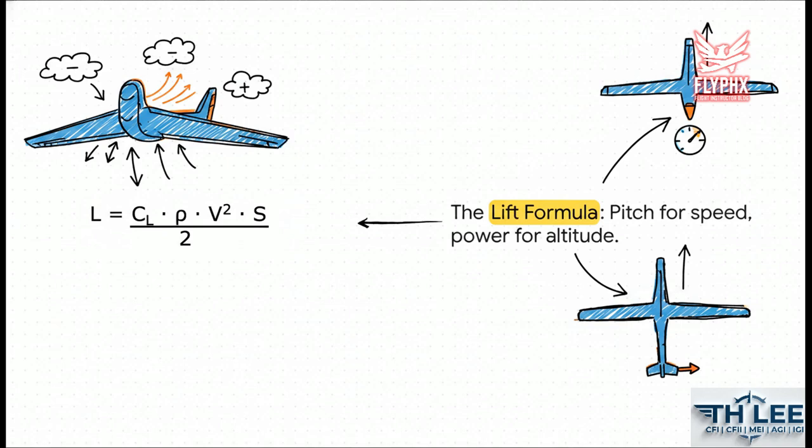That brings us right to the lift formula. Notice how we as pilots control lift primarily by adjusting two things: our velocity, which is our airspeed, and our coefficient of lift, which is honestly just a fancy engineering term for our angle of attack. Remember, pitch for airspeed, power for altitude.